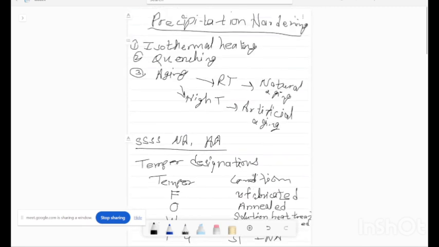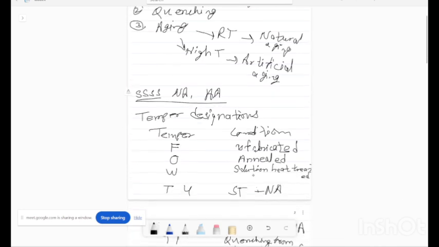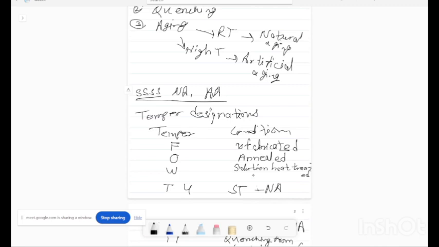Then, how can we distinguish the different conditions of the alloy? If it is solution, S represents the supersaturated solid solution, NA is for natural aging and AA is for artificial aging. So how can we recognize whether an alloy is a supersaturated solution, natural aged or artificial aged? For that, temper designations are used.